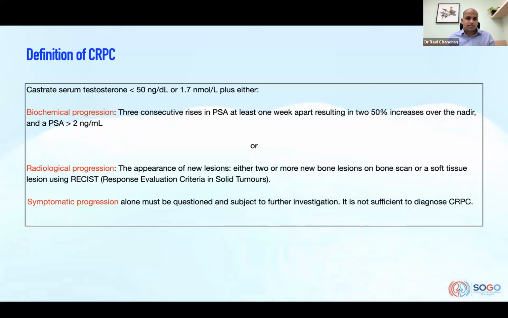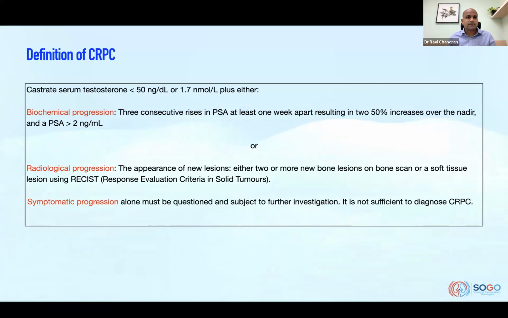What defines a radiological progression? There has to be appearance of new lesions, either 2 or more new bone lesions on a bone scan, or a soft tissue lesion using RECIST criteria. Symptomatic progression alone must be questioned and subjected to further investigation. Symptomatic progression alone will not be sufficient to make a diagnosis of CRPC.